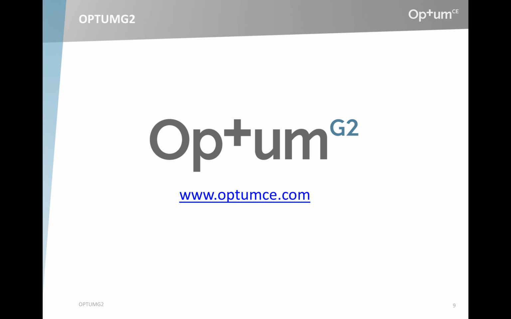Optum G2 is a general purpose program. It's of course applicable to many other types of problems, but it is very convenient for slope stability analysis as well. You can download the program from our webpage, OptumG2.com, where you'll also find other material, videos, manuals, and so forth.